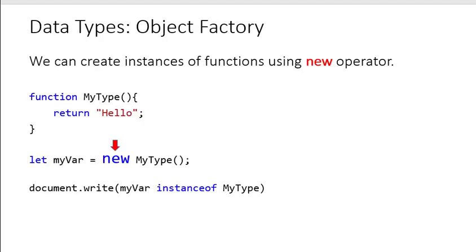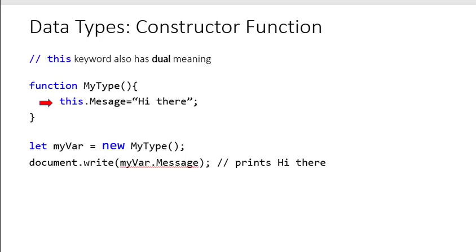In JavaScript, we can create instances of functions using new operator. This is similar to creating instances from classes. So functions have dual role. They can act as simple functions or they can act as classes when invoked using new operator. And you can use instance of operator to check the type. You can use this operator to define properties of the new instance. But this is only true if you call the function using new operator.